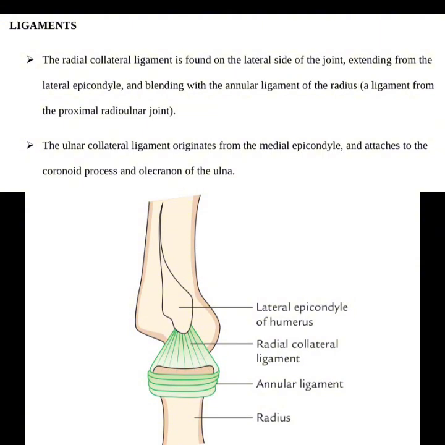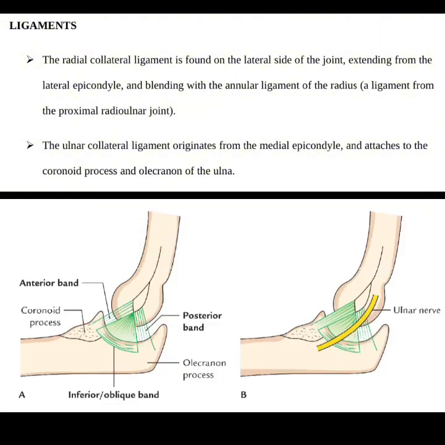The ulnar collateral ligament, or the medial collateral ligament, extends from the medial epicondyle, just like the radial collateral ligament comes from the lateral epicondyle. When it begins from there, what does it do? It attaches to the olecranon process and also to the coronoid process of the ulna through what we call 3 bands. The 3 bands are anterior, which is the strongest and stiffest, posterior, and inferior.